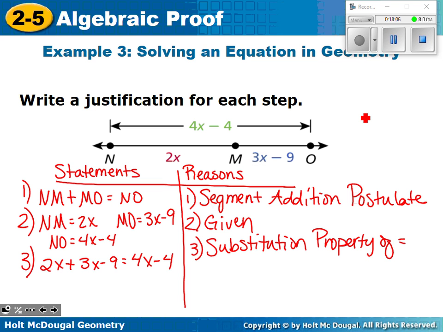So what do I get when I subtract 4x on the left? X minus 9 equals negative 4. Be really careful with your signs. So we're going to put x minus 9 equals negative 4. And what did we do to get that? Subtraction property of equality.